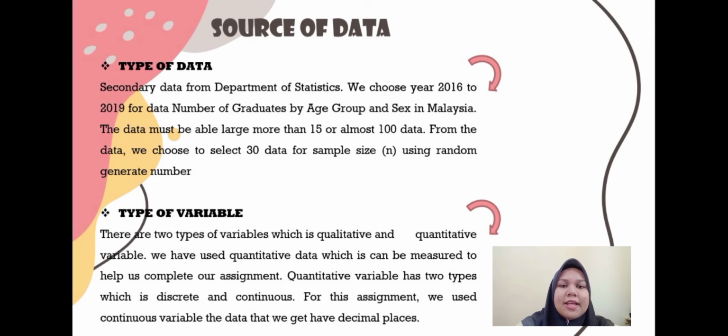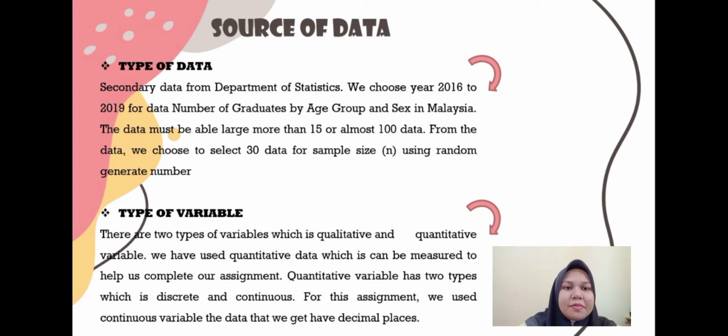Source of data. In this assignment, we find the secondary data from the Department of Statistics. We choose years 2016 to 2019 for the data on number of graduates by age group and sex in Malaysia. The data must be large, more than 15 or almost 100 data. From the data, we select 30 data for the sample size using random numbers.